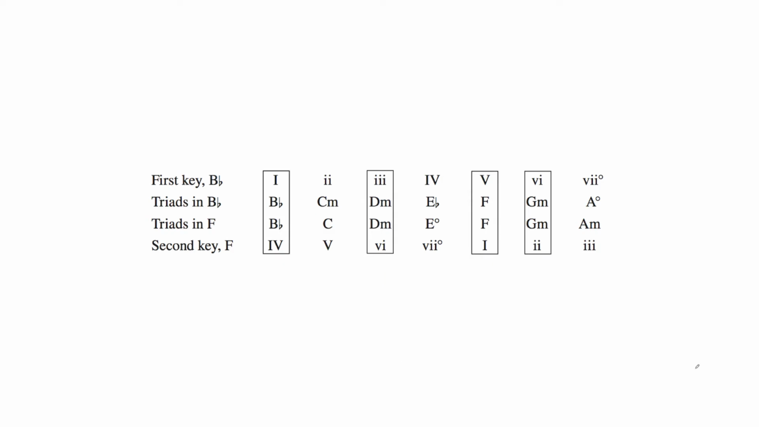In this table, we can more clearly see the chords that can be used as common chords in the modulation from B flat major to F major. Like I said, the first degree of B flat major is the fourth degree of F major. The chord is B flat major. And the third degree of B flat major, which is D minor, is also the sixth degree of F major, etc.